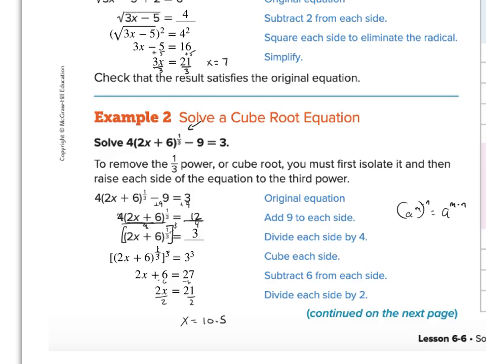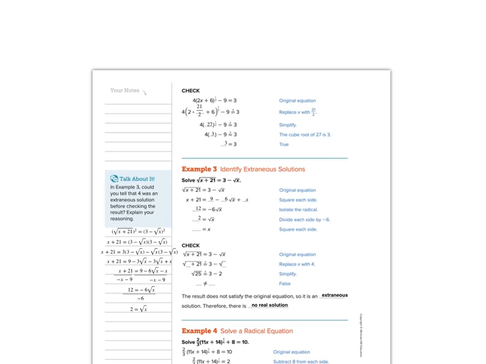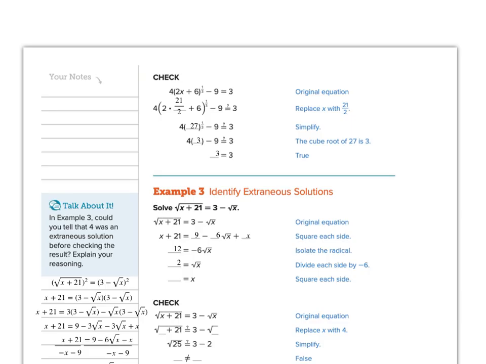One more thing that we can look at and examine is inverse operations. All right, so checking it, if we plug that information back in, 2 times 21 over 2 is going to be the same thing as what? 21. 21 plus 6 is going to be 27.